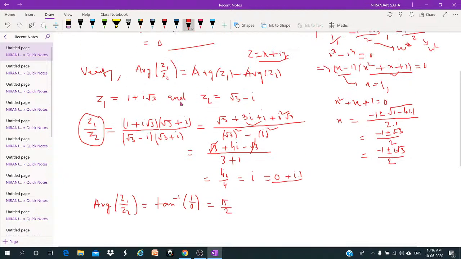Now separately we will find the argument of z1 and z2. The argument of z1: you can see that it is in the first quadrant. So here it will be just tan inverse y by x, that is tan inverse root 3. Tan pi by 3 gives root 3 value. So pi by 3.